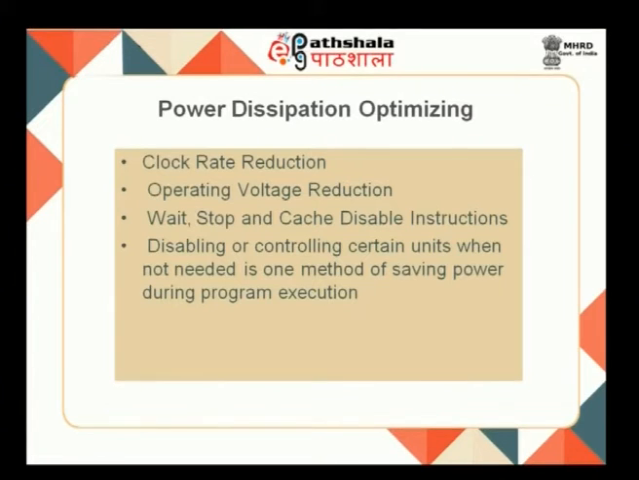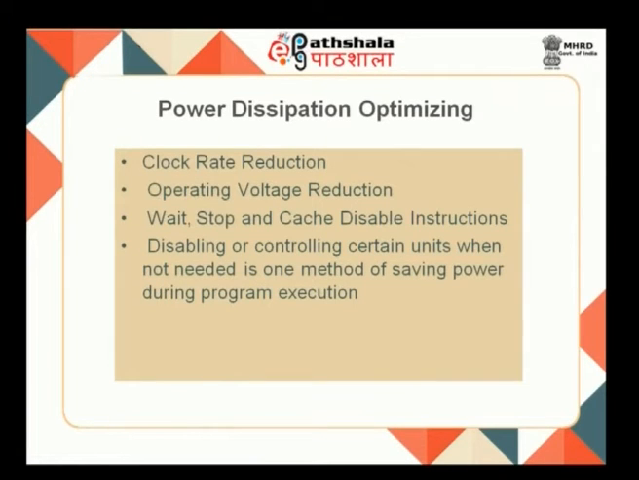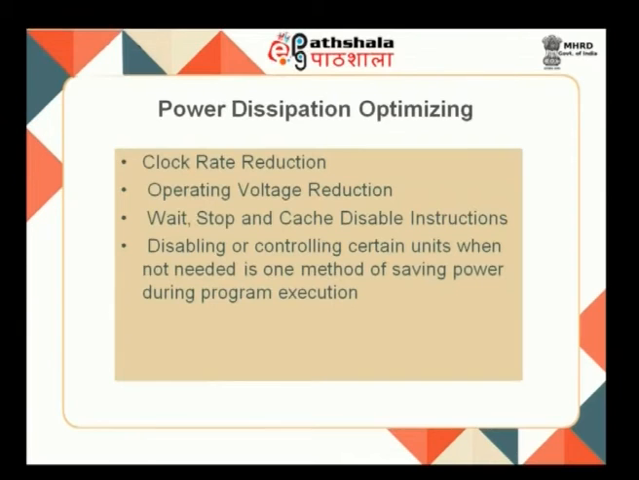So, we can restrict the speed to what is needed with that particular kind of processor. We should not go for a higher-end processor. And then, operating voltage reduction. Whatever voltage I am providing, if it requires only 12 volts, I should provide only 12 volts. If it may work with 11 volts, I should provide 11 volts or 11.5 volts. I should not provide more voltage. Whichever is possible, we should cut the operating voltage down and give the minimum voltage for working. That is your operating voltage reduction. And for units like cache, you can disable the cache whenever it is not used. Disabling and controlling certain units when not needed is one method of saving power during program execution.